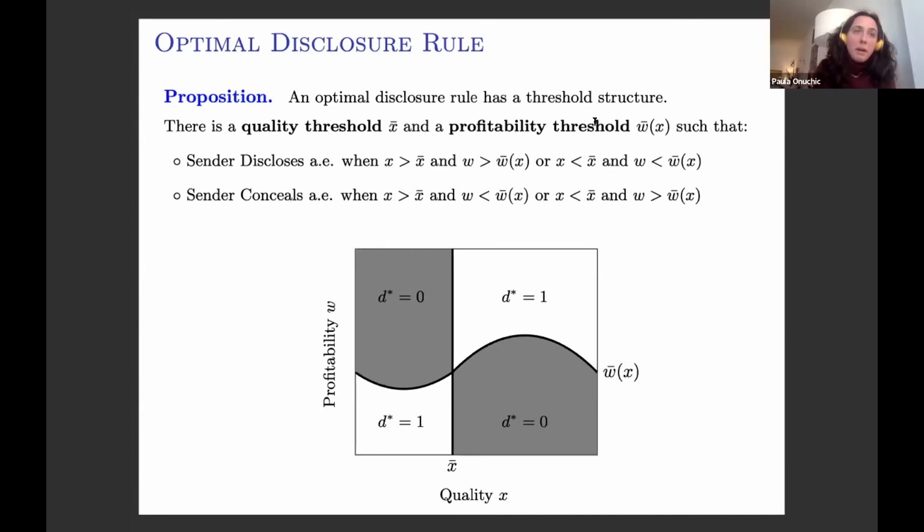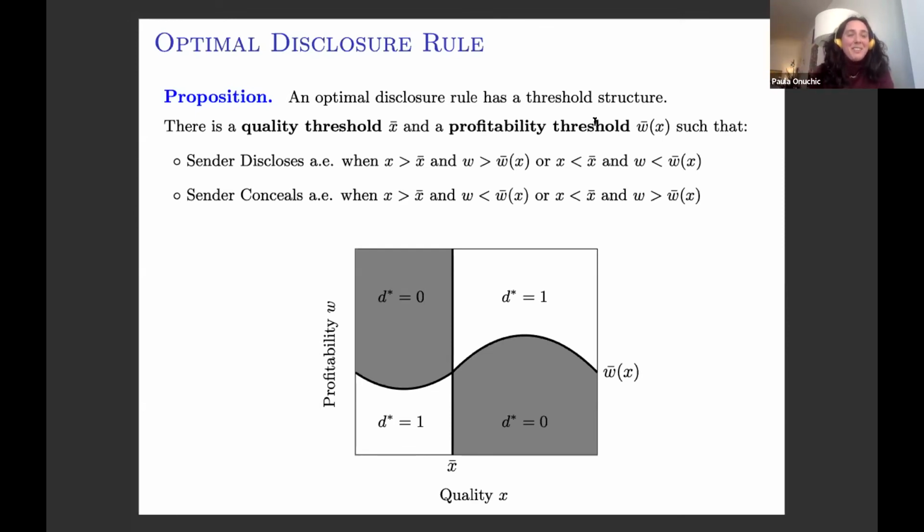One way to think about this is that whenever the quality and the profitability are above the threshold, for instance, it's a situation in which the quality, which matters to the receiver, and the profitability, which matters to the sender, are in agreement.